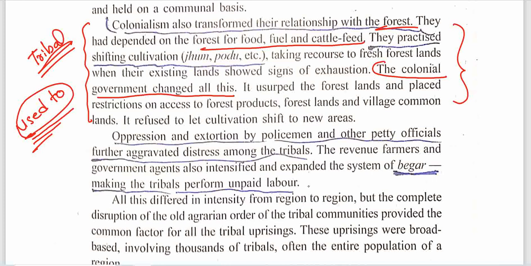That's why tribals became angry towards the Britishers. They usurped the forest lands and placed restrictions on access to forest products and forest land. They put restrictions on the accessibility of forest products, forest lands, and village common lands. They refused to let cultivation shift to new areas. Oppression and extortion by policemen and other petty officials further aggravated distress among the tribals.